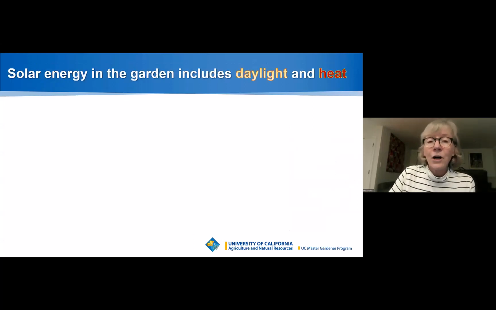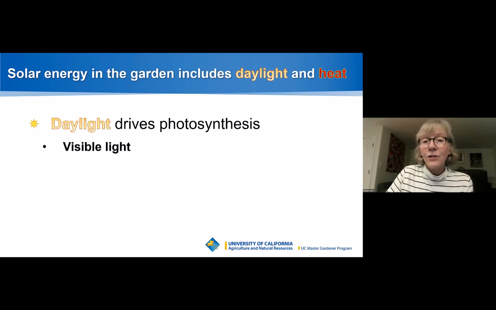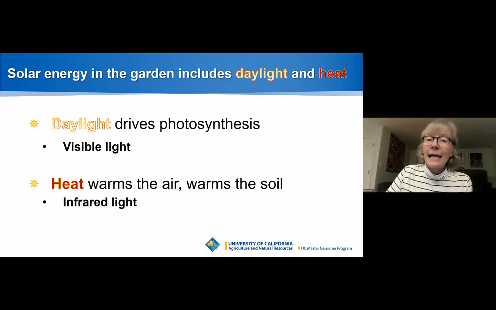Solar energy in the garden includes daylight and heat. Daylight drives photosynthesis, which we're going to talk about, and it's so important, and it's visible light. And heat warms the air and warms the soil, and it's infrared light. And when I talk about light in the upcoming slides, I'm going to mean this combination of visible light and infrared light.